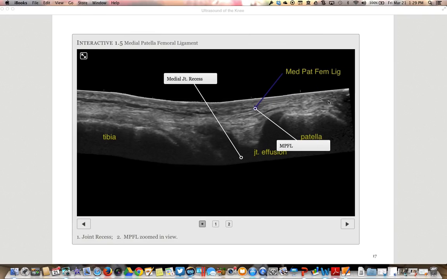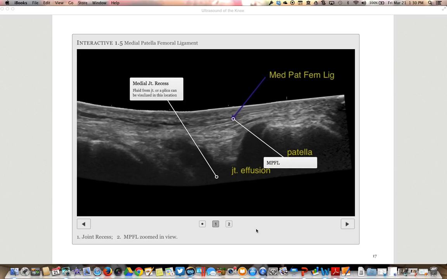Here's a blown up view again of the medial patellofemoral ligament attaching to the superior patella, looking at that in greater detail here.